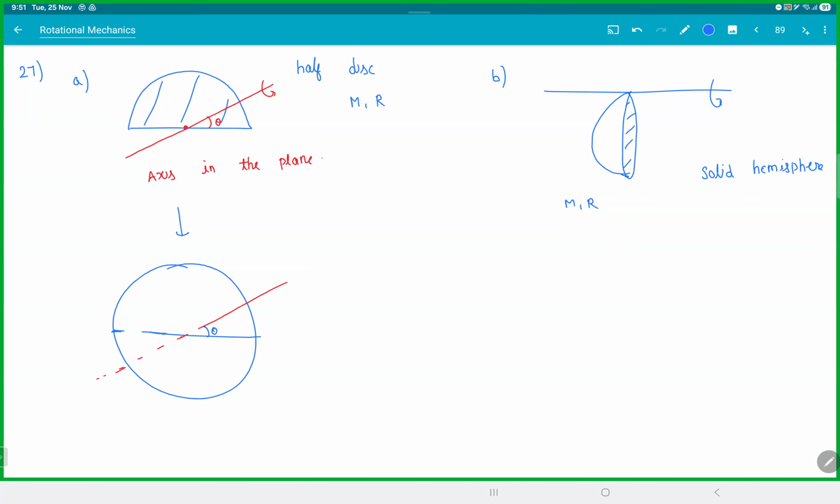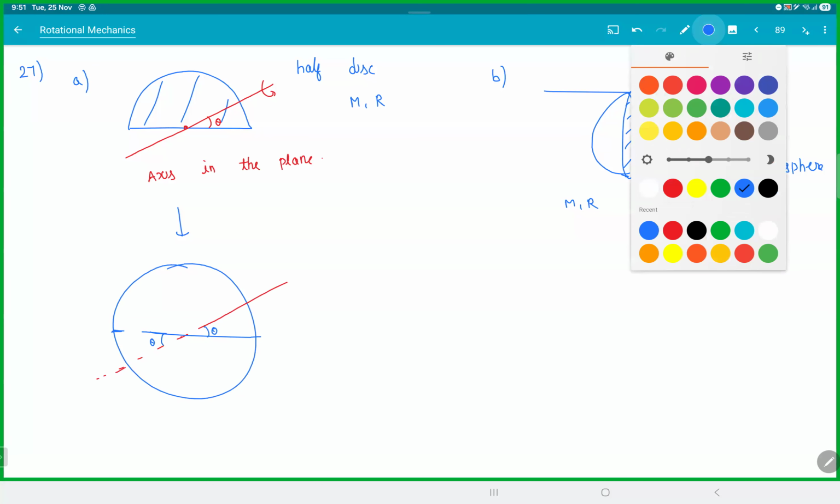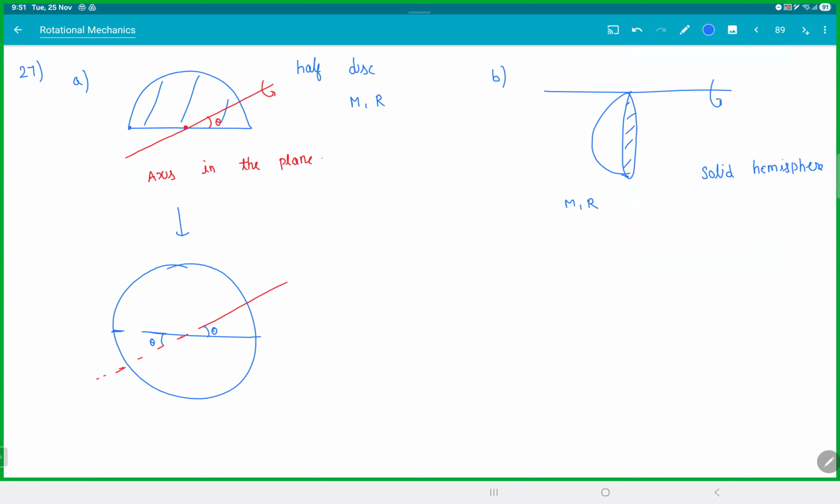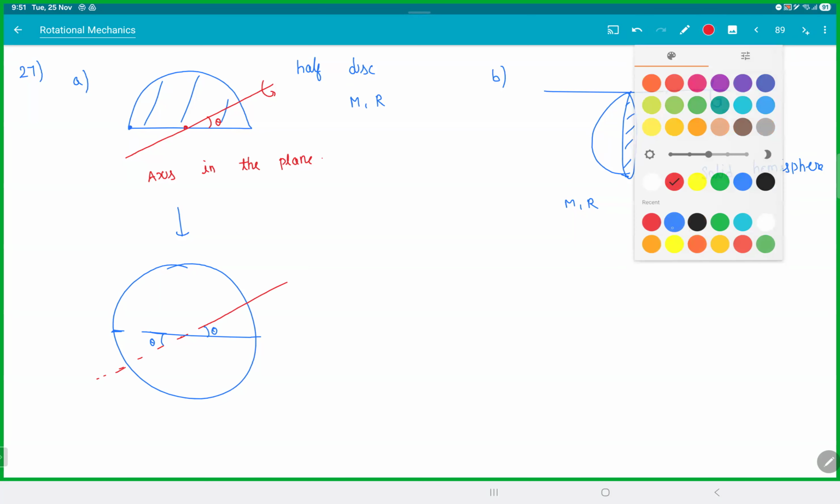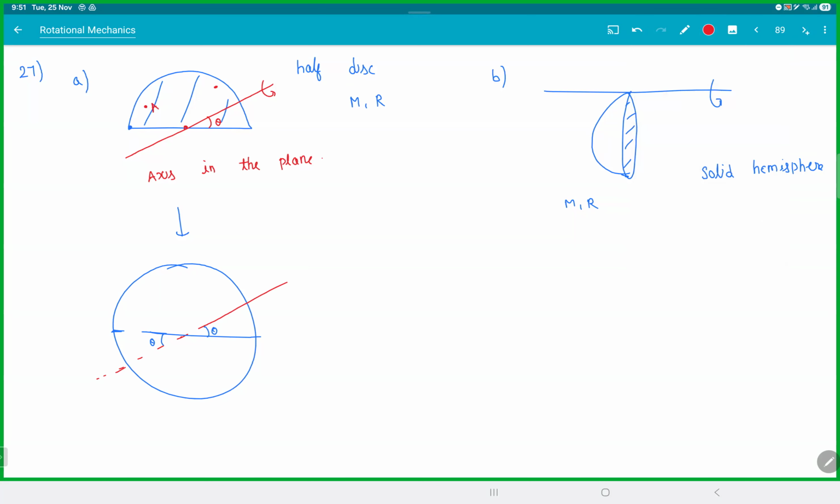This is theta, this is theta. So what I will do here, let's call this point A, and this point B. So you will get an identical point here, point A. If this was point B, you'll get an identical point here, point B.